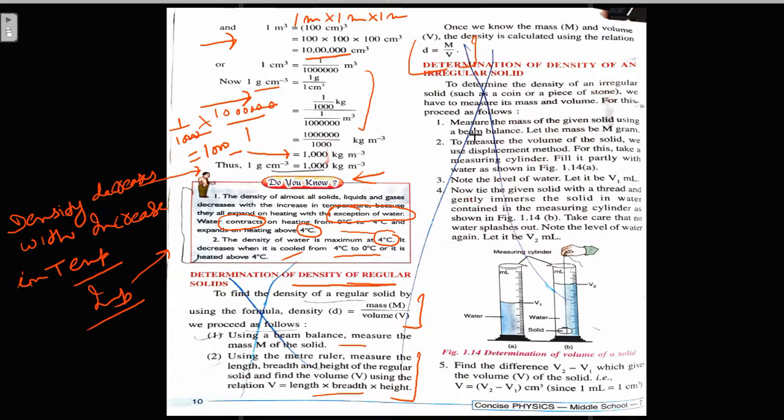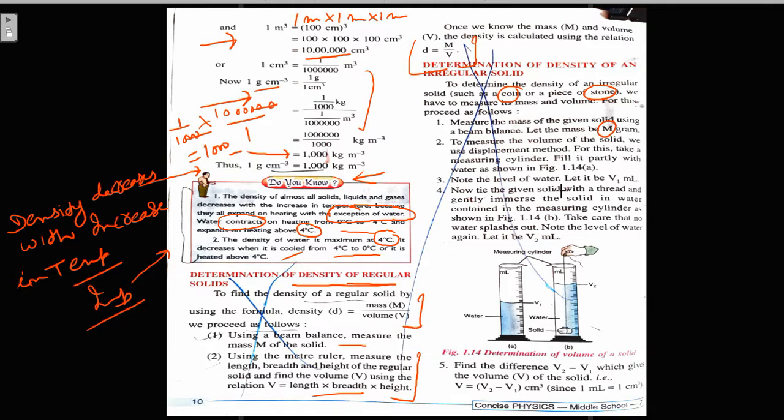So determination of density of an irregular solid is done like this, given in the experiment. Measure the mass of the given solid. First step is, we have to find the density of a coin or piece of stone. We use the following process: measure the mass of the given solid using a beam balance. Let this mass be m.